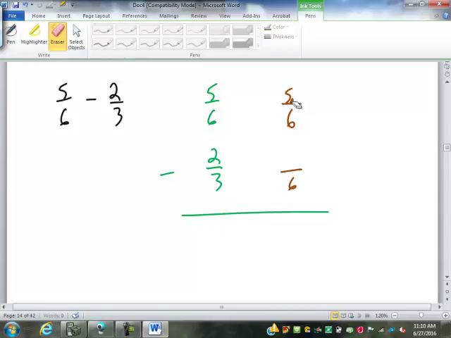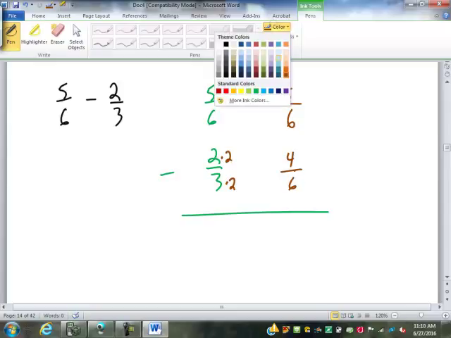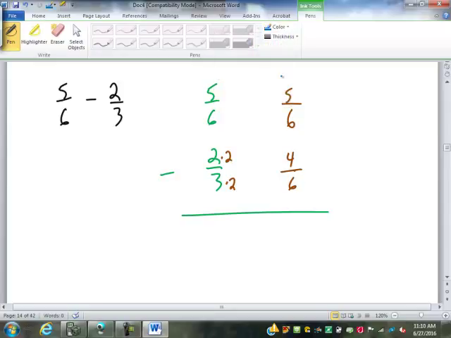It stays 5/6. What's going to go down here? 4. We had to do 3 times 2 to make 6. So 2 times 2 makes 4. Now we are subtracting instead of adding. So it's not 5 plus 4. It is 5 minus 4 is 1 over 6. We keep the same name still. That's not so bad, is it?